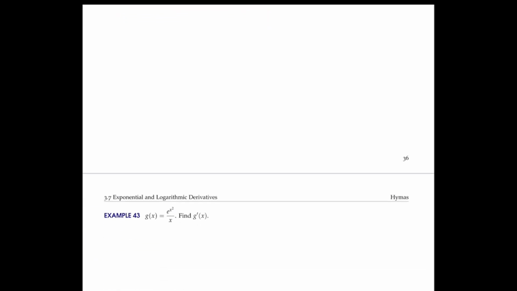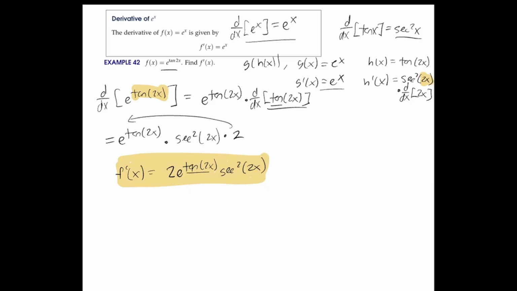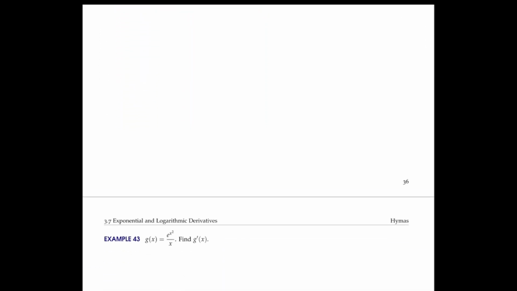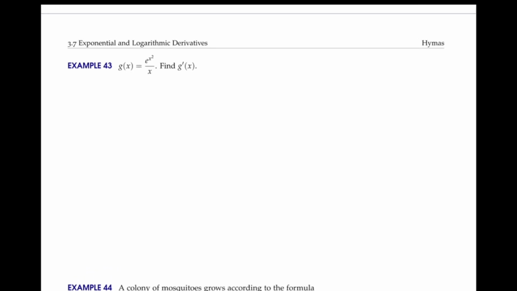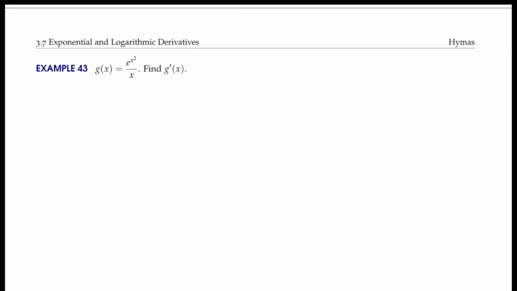Let's see, what's my next one? Okay, I do have another one. So we're going to go ahead and move on to example 43. And I'm going to give this one a try as well. And so this is another intermediate level chain rule with a quotient rule in it, right?